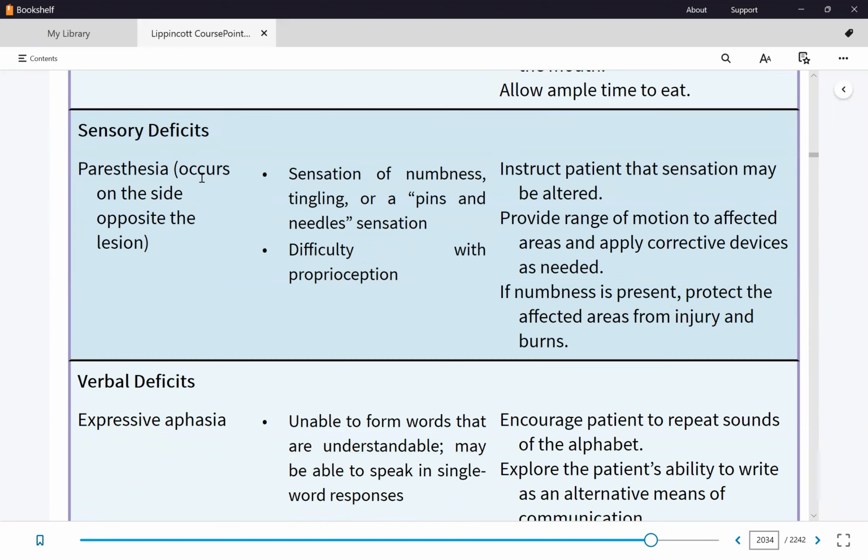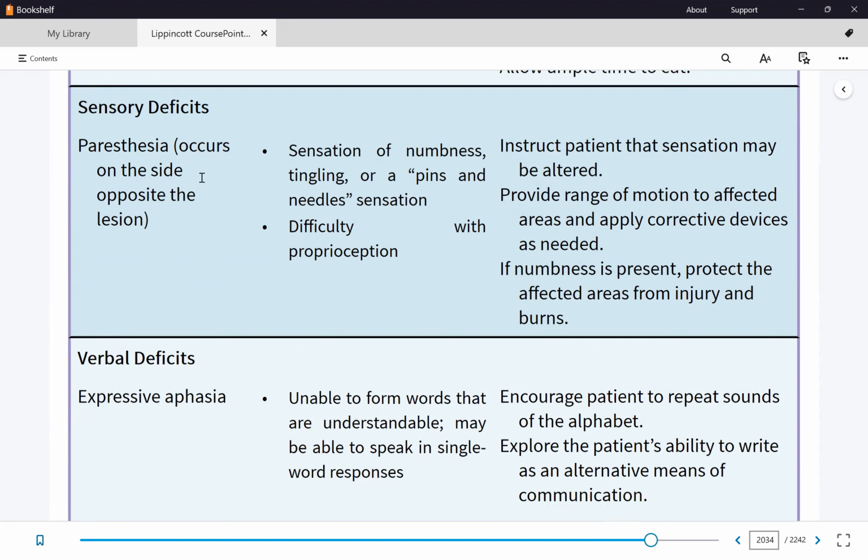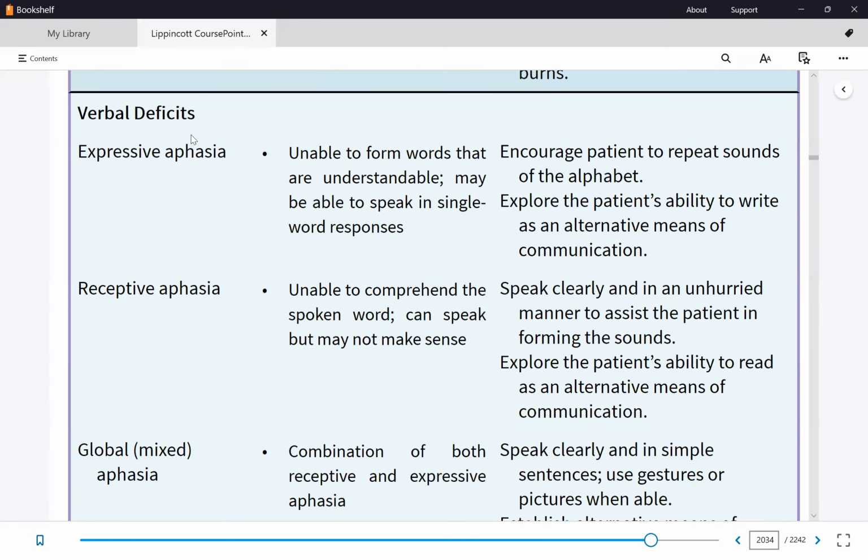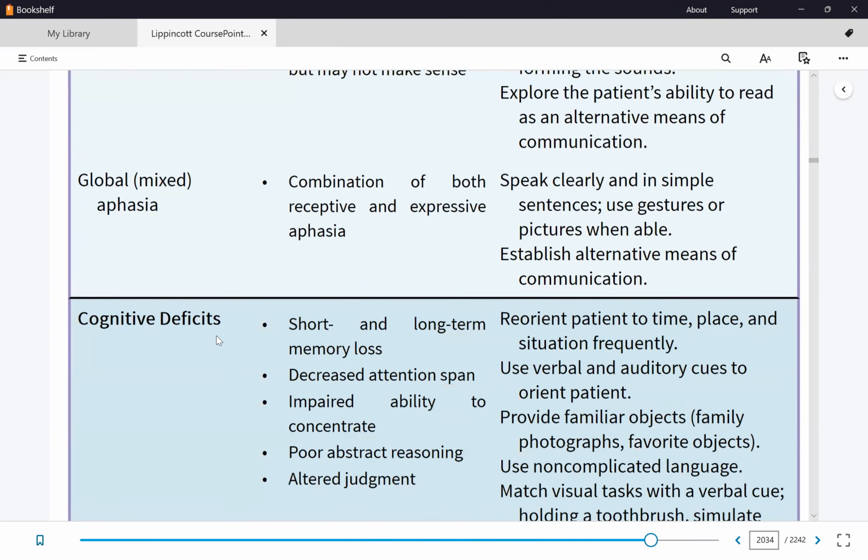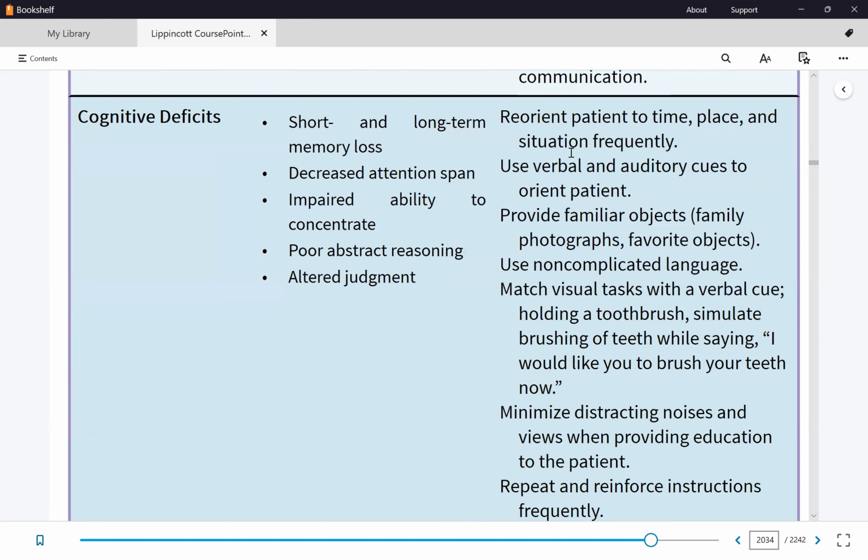Paresthesia, what is paresthesias again? The pins and needles, like when your leg or hand sleeps, right? Falls asleep. Then there's the aphasia. Again, there's 2 forms, either expressive or receptive, or you can have both, which is mixed or global. And then for frontal lobe, again, the patient will have symptoms of dementia.